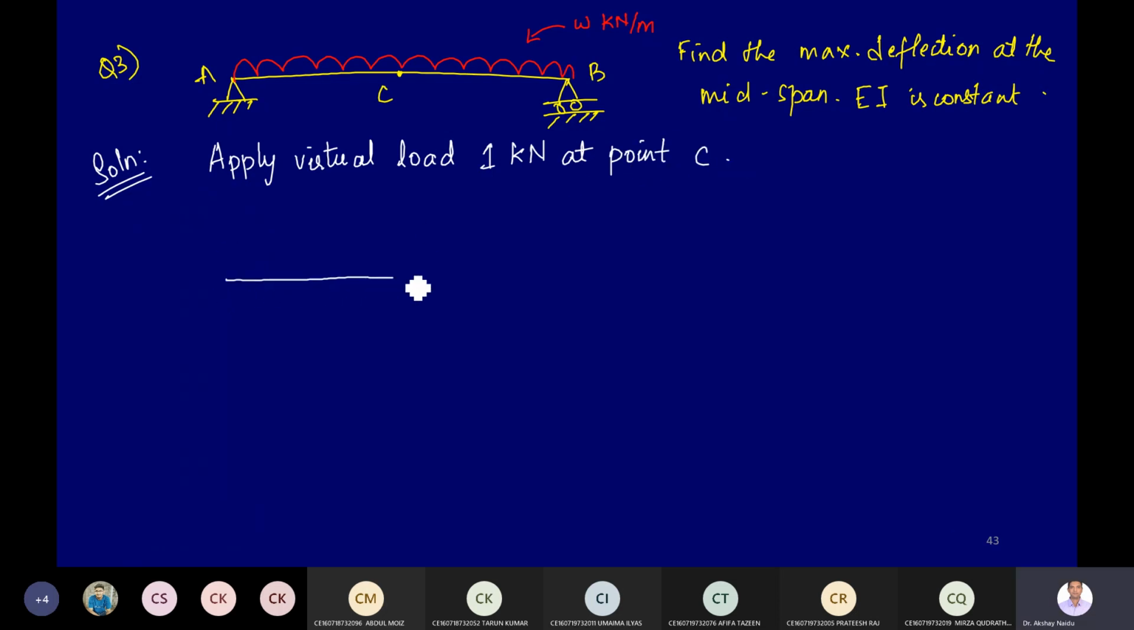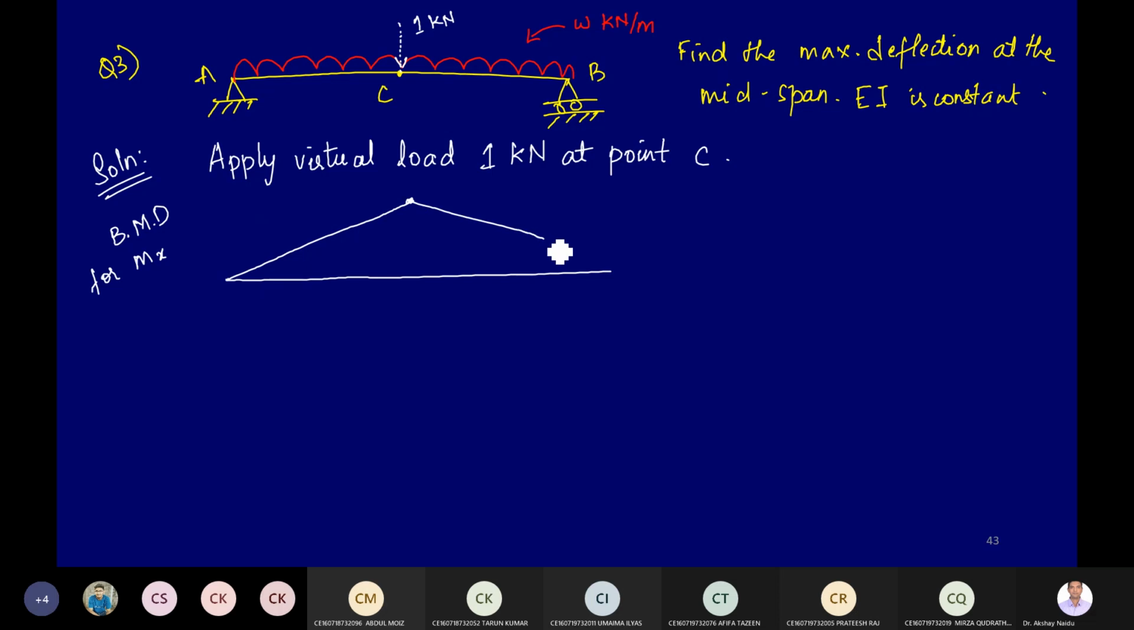Now due to the virtual load 1 at this point, the bending moment diagram, small m, will be this: A, B, C, W, L. Okay, this is L. So W L by 4. So I'll get W as 1, so I get L by 4 kilonewton meter.